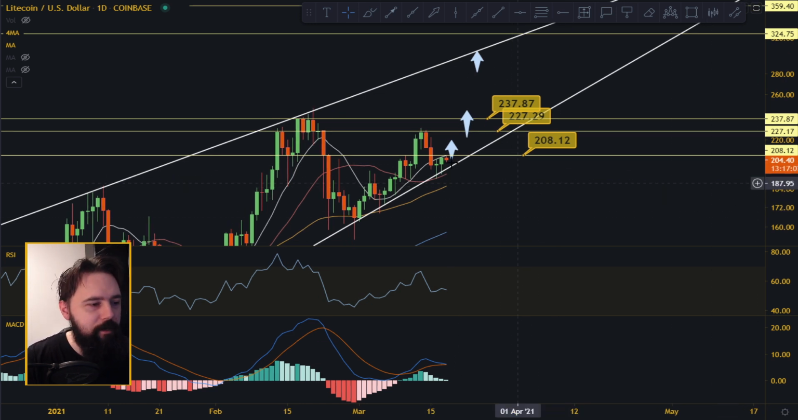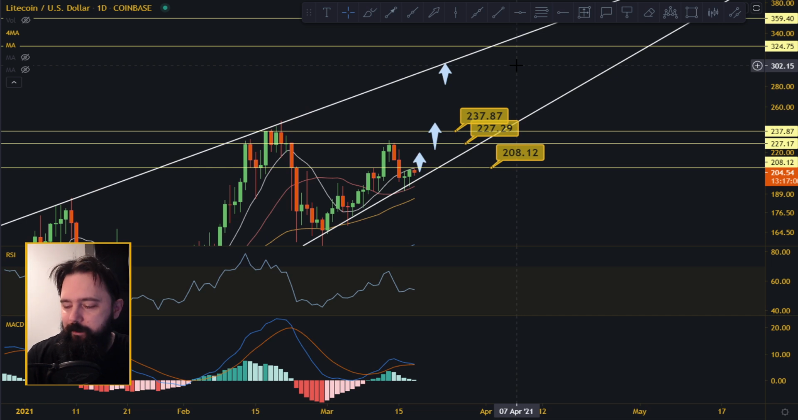So that's what I think. We're gonna get above the 10 moving average, cross these two resistance lines over here, and once that happens, then the 300 target is in the books.